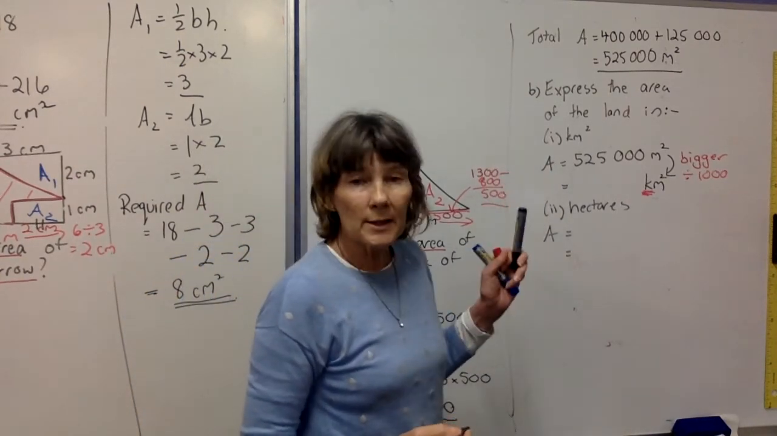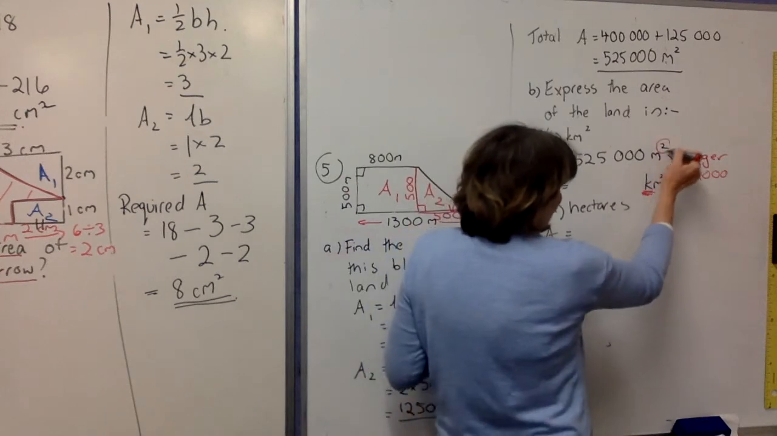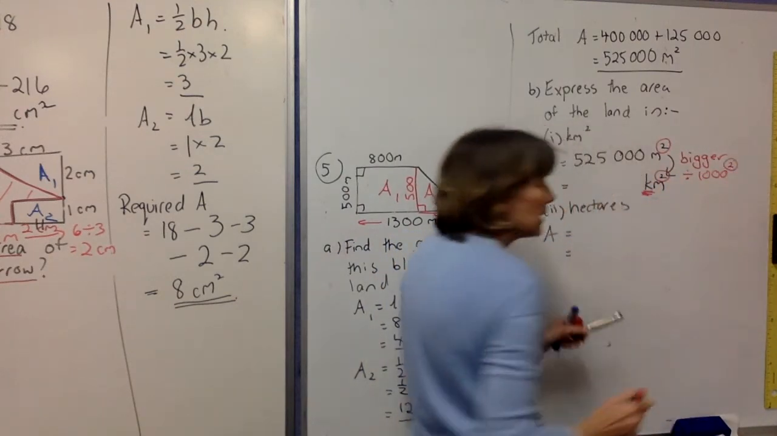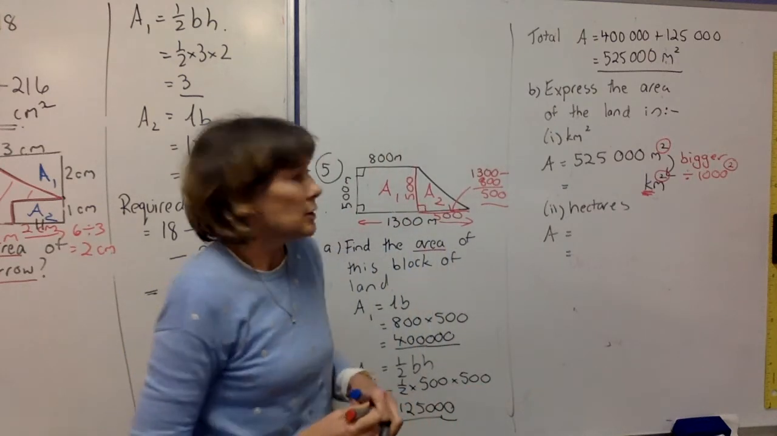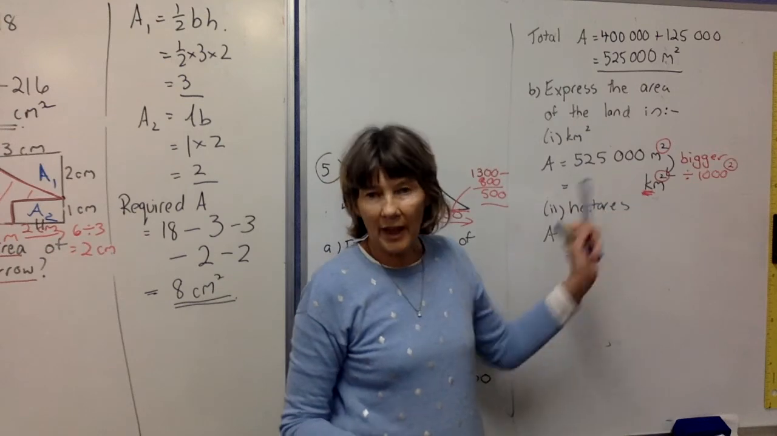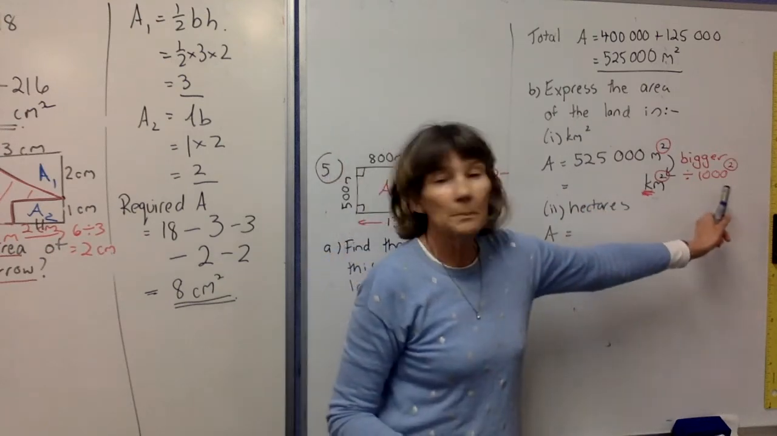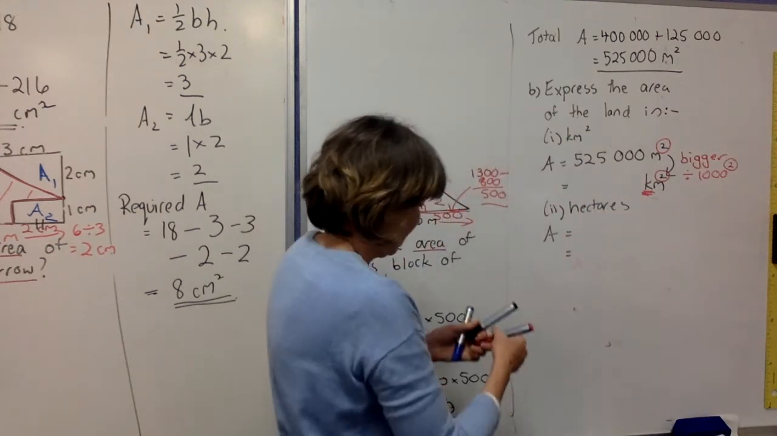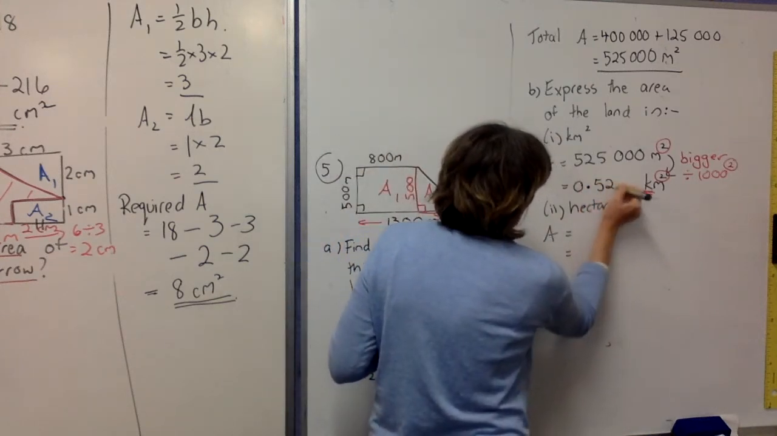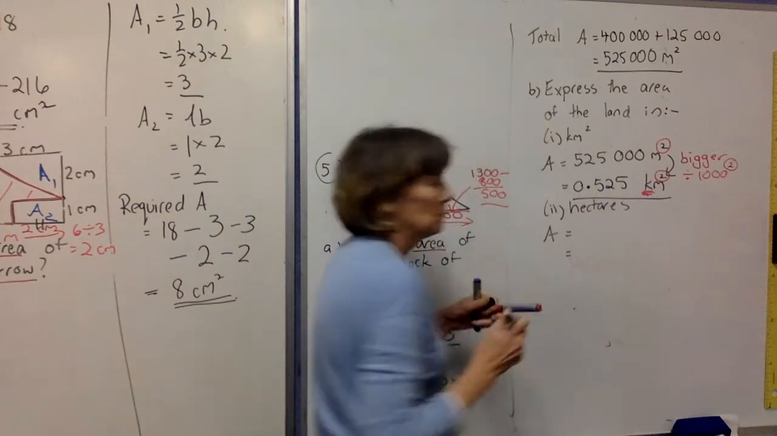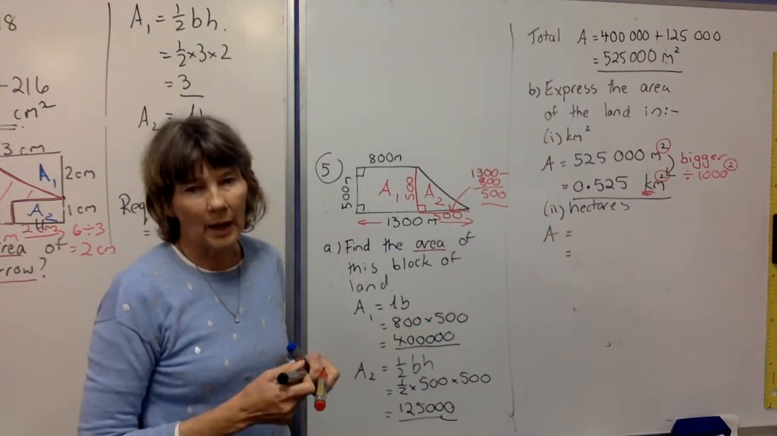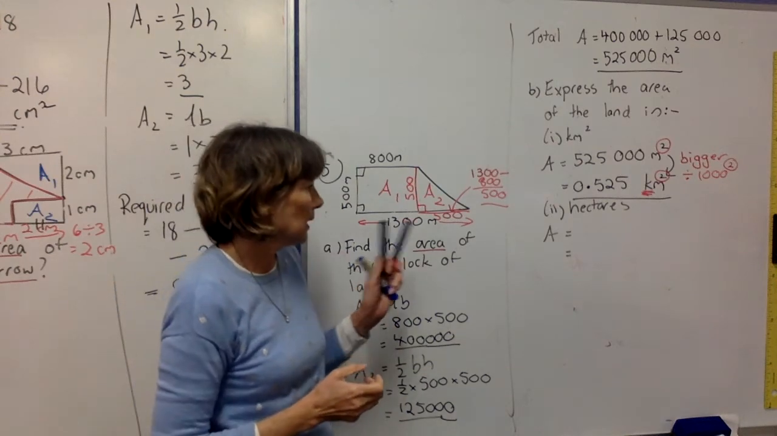When you're converting square units, if that unit is squared and that unit is squared, the 1,000 has to be squared as well. So you're putting into your calculator 525,000 divided by 1,000 squared. If you do that, you're going to get this answer. Okay? So be very, very careful with that. All right? Now let's look at the next one.